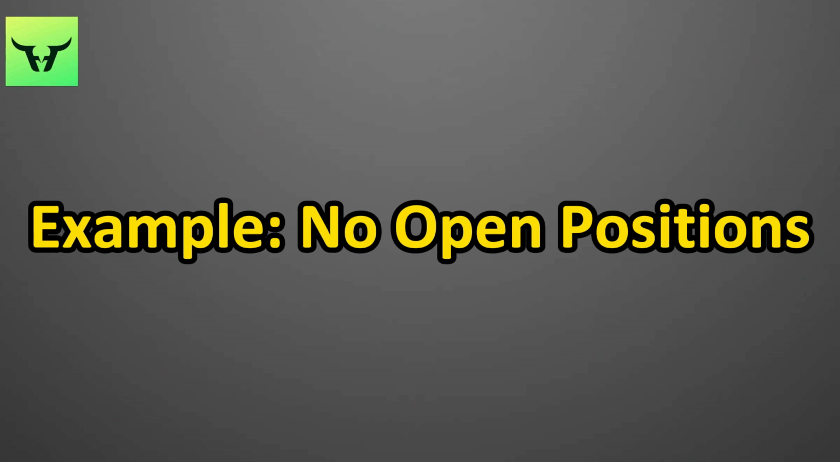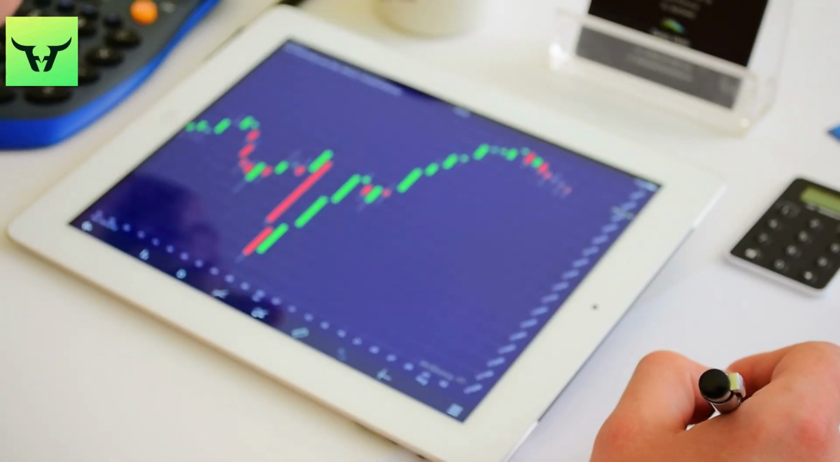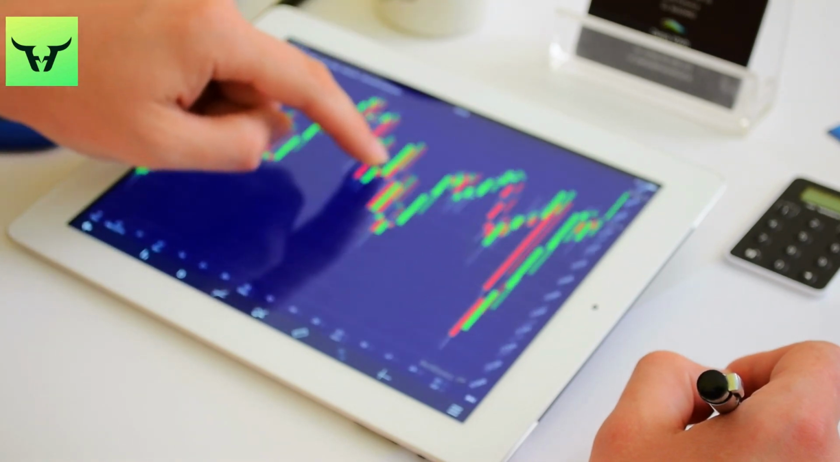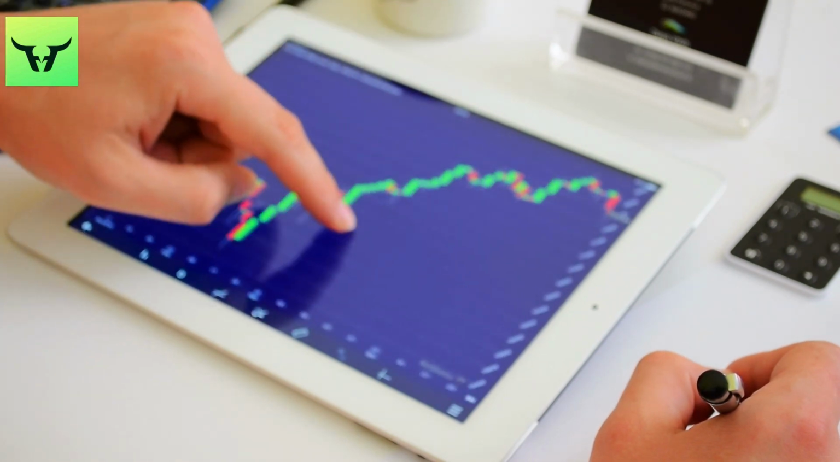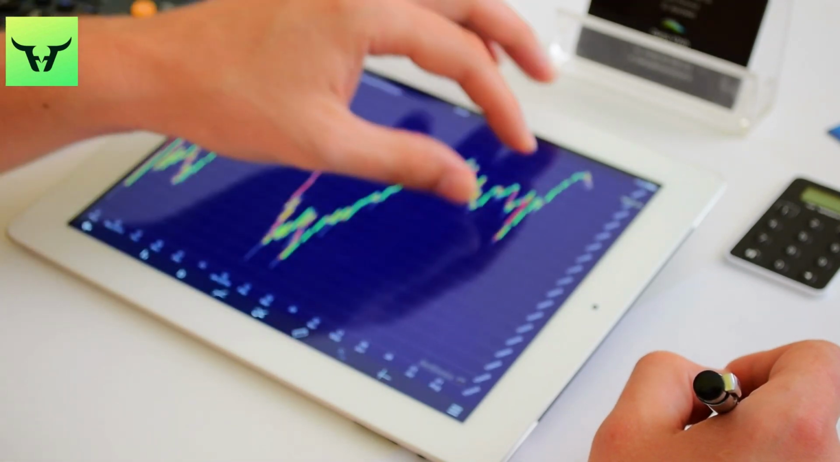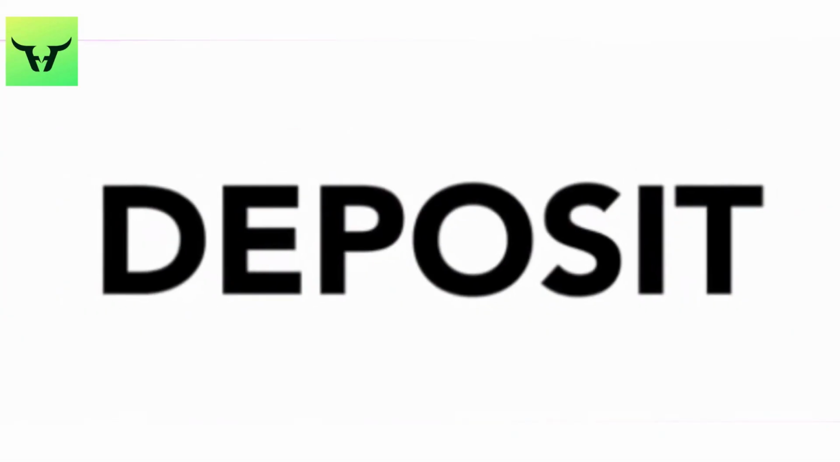Example: no open positions. In this case, if you've deposited $1,000 into your trading account and have no active positions, your free margin equals your equity because there are no used margins to consider. Therefore, your free margin is also $1,000. This is because your equity and free margin are calculated using the entire amount you've put into your account, and no trades have yet used any of that deposit.